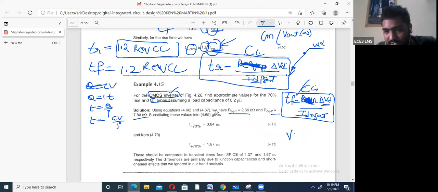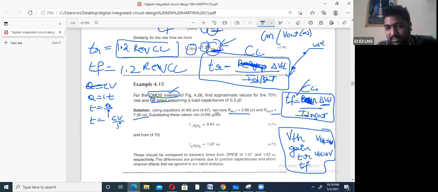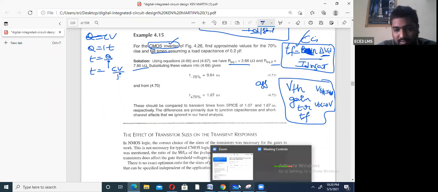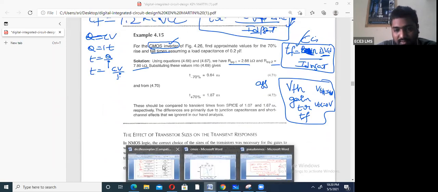So this is about how to calculate the threshold voltage of CMOS, how to calculate the gain of CMOS, transient time, fall time, with VOH equal to VDD and VOL equal to 0 volts approximately. You have to do that as an assignment. So this is about the CMOS inverter. Up to here, are there any doubts? This is the syllabus book.